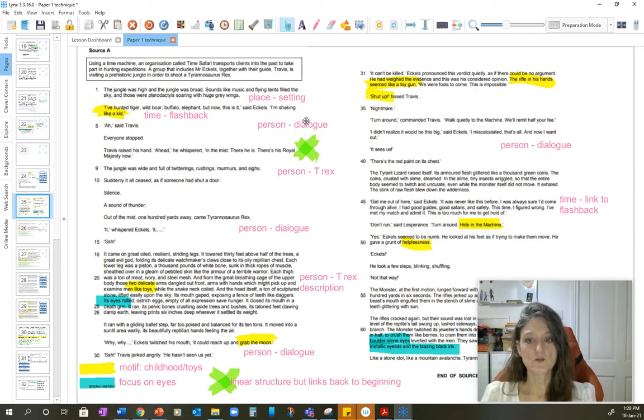But what changes straight away? Two things. First of all, the person changes. So it changes from setting to a person, and the person it changes to is Eccles. And we find out about Eccles, it reveals his personality through the dialogue that he's using.